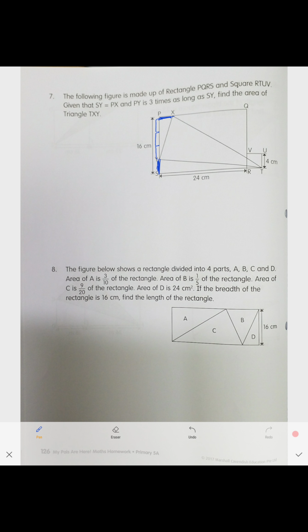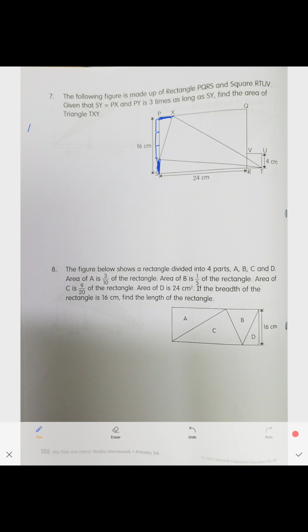Find the area of triangle TXY. Triangle TXY. So basically this triangle that is locked inside, the big triangle. All right, that's an interesting problem. What are we gonna do here? PX. So let's write down what they tell us.